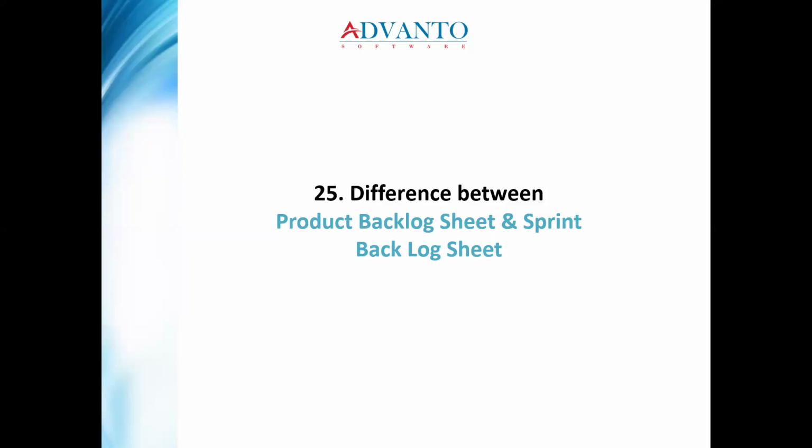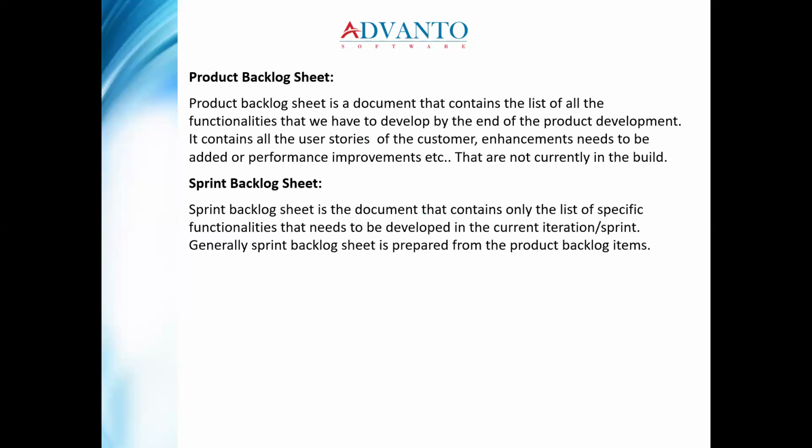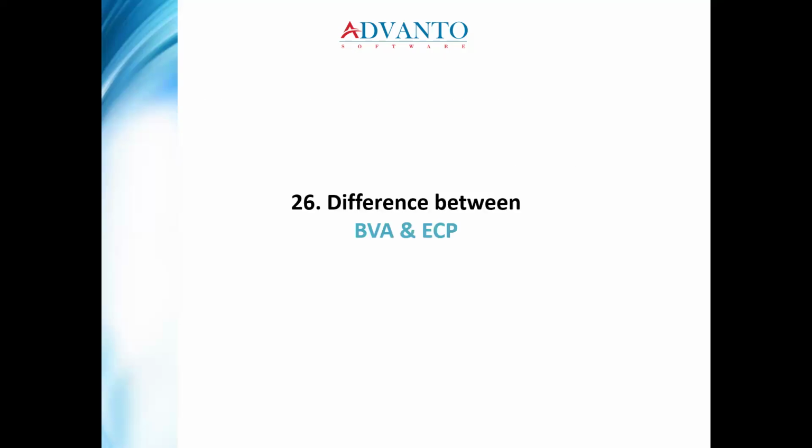The next question is difference between product backlog sheet and sprint backlog sheet. Product backlog sheet is a document that contains the list of all the functionalities that we have to develop by the end of the product development. It contains all the user stories of the customer, enhancements needs to be added, or performance improvements, etc., that are not currently in the build. Sprint backlog sheet is a document that contains only the list of specific functionalities that need to be developed in the current iteration or sprint. Generally, sprint backlog sheet is prepared from the product backlog items.